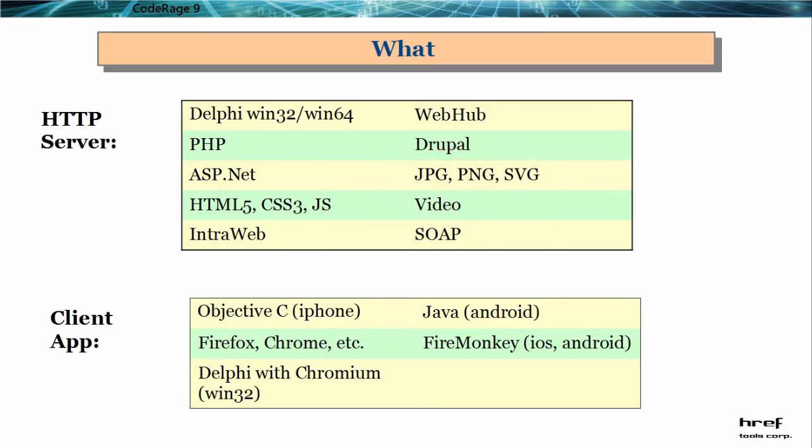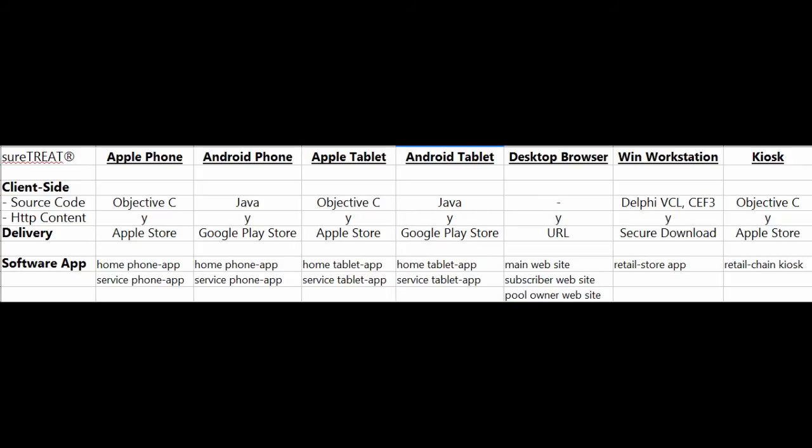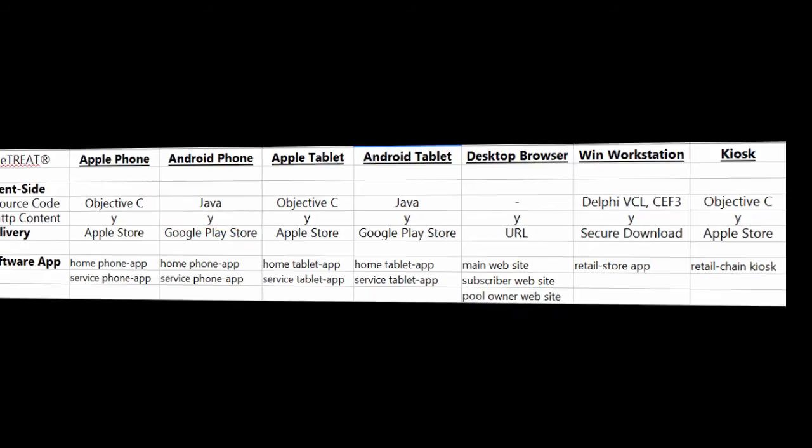In 2014, the client side as well can be implemented with quite a decent range of tools. Due to deadlines, Taylor Technologies had to use different languages for different devices. Here you can see a breakdown of how each SureTreat application was created. Objective-C had to be used for the Apple devices, and Java had to be used on Android. I will explain more about the SureTreat apps as we go along.